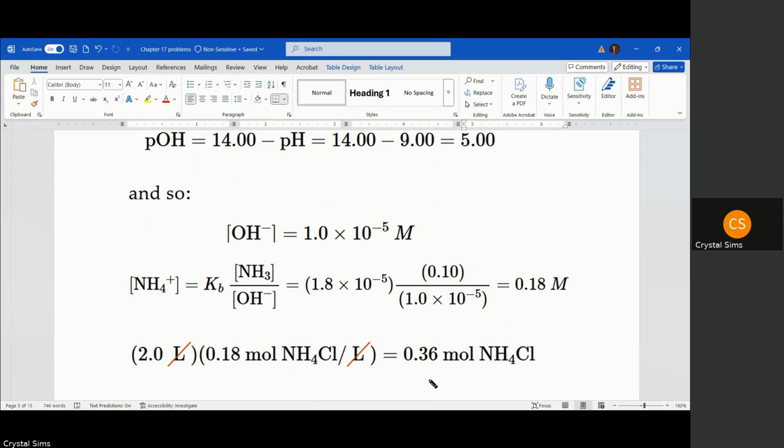Because ammonium, the NH4 plus, and ammonia, NH3, are a conjugate acid-base pair, we could have used our Henderson-Hasselbalch equation to solve this, but we would have had to figure out the pKa and pKb values. So we could have used this one as well. Either one would have gotten us to the correct answer here.